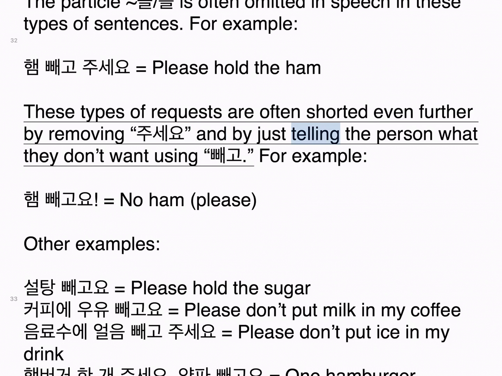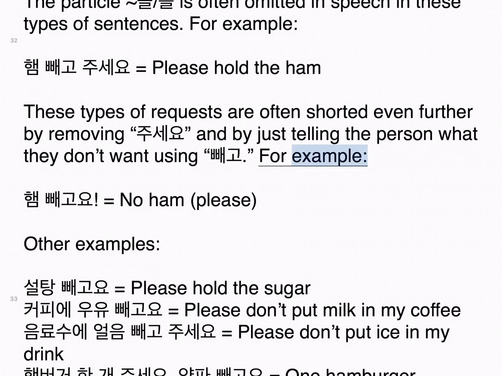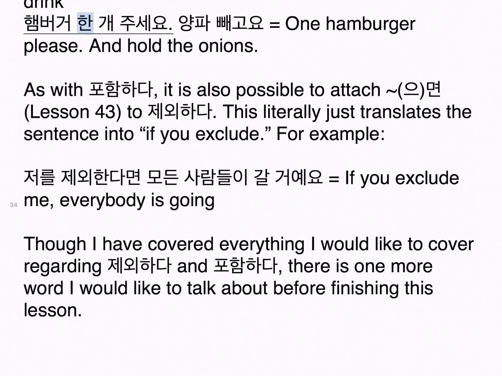And by just telling the person what they don't want using 빼고. For example, 햄 빼고요, no ham, please. Other examples, 설탕 빼고요, please hold the sugar. 커피에 우유 빼고요. Please don't put milk in my coffee. 음료수에 얼음 빼고 주세요. Please don't put ice in my drink. 햄버거 1개 주세요. 양파 빼고요. One hamburger please, and hold the onions.